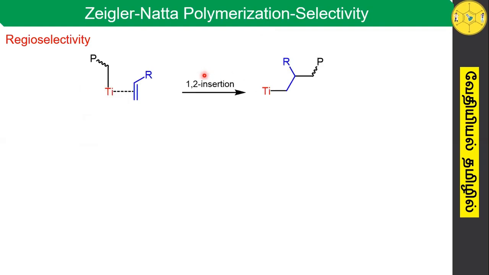Moving on, Ziegler-Natta polymerization selectivity. I already said that from Ziegler-Natta polymerization, we can get stereospecific as well as stereoselective polymers. Let's see them one by one. The first one is regioselectivity. Now consider this pi complex formation. After the formation of the pi complex, it always undergoes 1,2 insertion in this space, which means the titanium is inserted only here rather than at this carbon, due to steric as well as electronic factors.